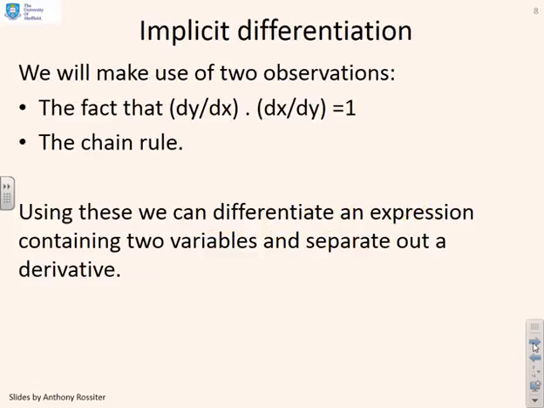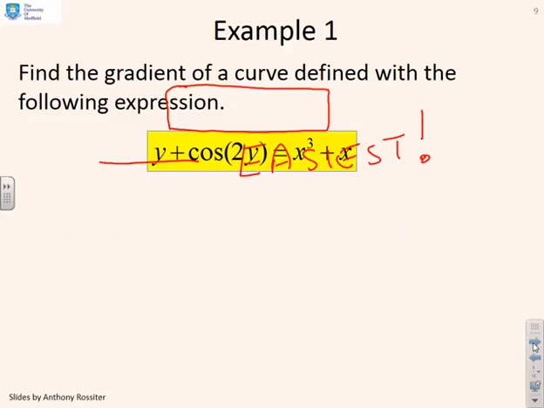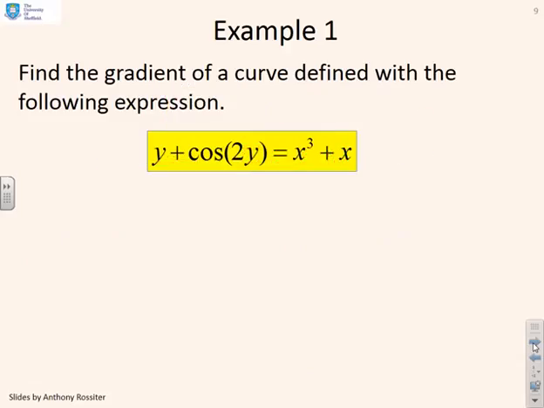So in implicit differentiation, there are two observations that we use. We use the observation that the product of the derivatives dy/dx and dx/dy is 1, and we use the chain rule. We might use both, or we might use just one, depending upon the scenario. The key thing is to use the easiest. A good mathematician uses the easiest tool for the problem in hand. So here's an example. Find the gradient of a curve defined with the following expression. Here I'm going to use the chain rule.